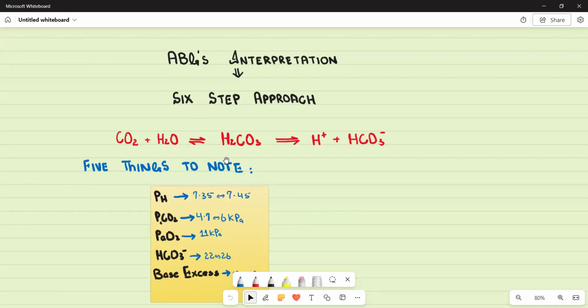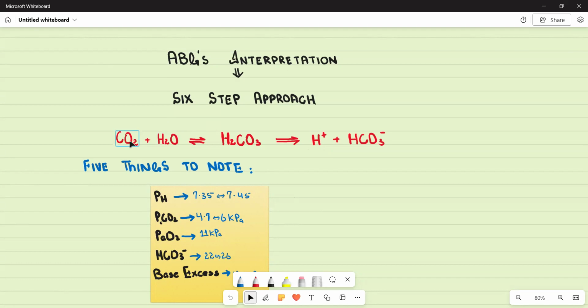Okay, so first of all, let's take a look at some normal values and this chemical reaction here. This chemical reaction goes on in your body to maintain the pH in this normal range, which is between 7.35 to 7.45. Okay, and pH is basically the concentration of hydrogen ion in your blood. So basically this whole process is happening to maintain a normal concentration of these hydrogen ions in your blood. All right, so let's start at this end.